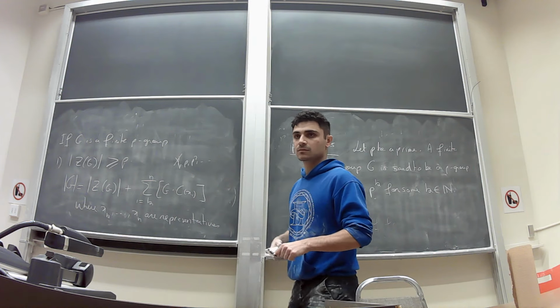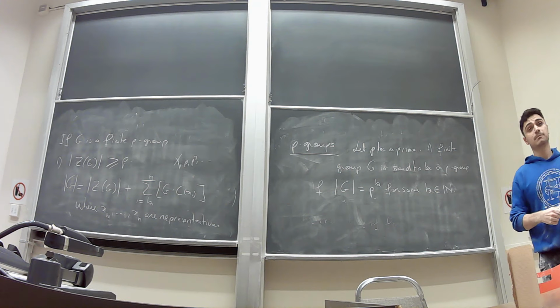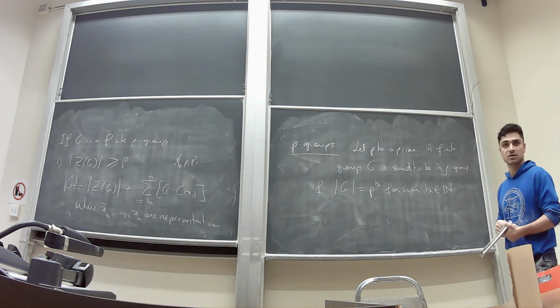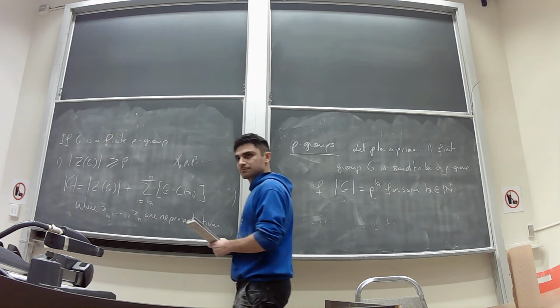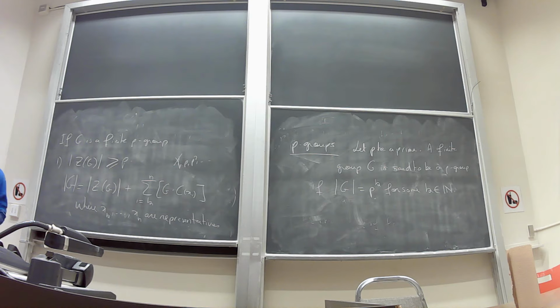Is Z(G) abelian? Yes, Z(G) is abelian. Not necessarily shown, but Z(G) is abelian. Just write down the definition, you get it's abelian.